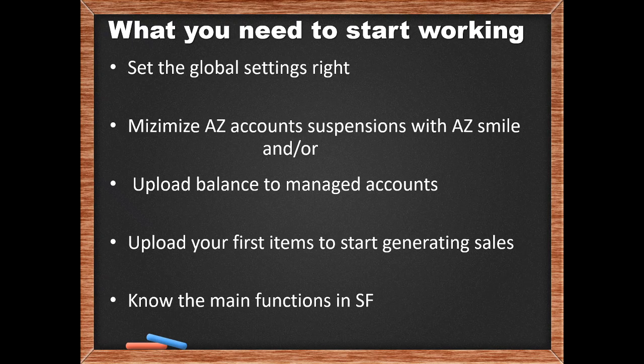So what you really need to get started are the following. First, you need to set your global settings right, so you don't lose any money. Then you need to make sure you have a way to fulfill orders, and I'm talking about Amazon right now, not Walmart or other suppliers, just Amazon. You have two ways to fulfill orders from Amazon. First, you can link your own personal private accounts, or you can choose to use the managed account service that Selfrix provides. We'll talk about everything later.